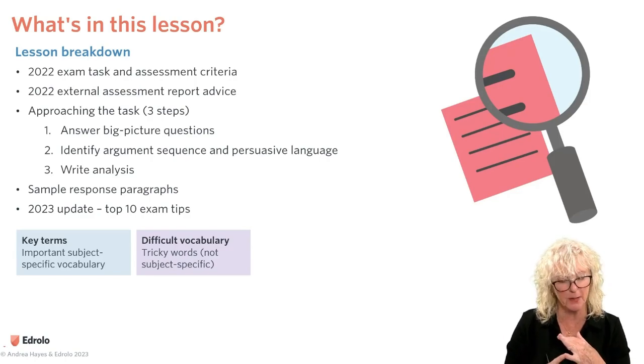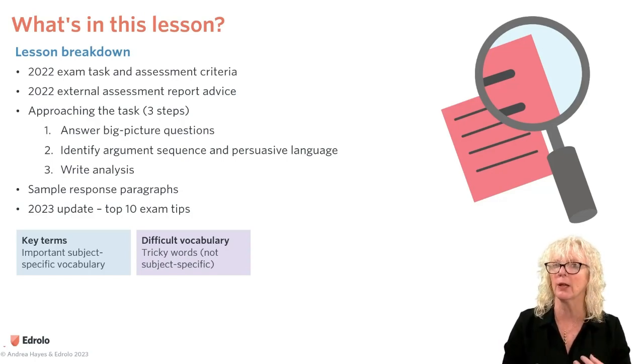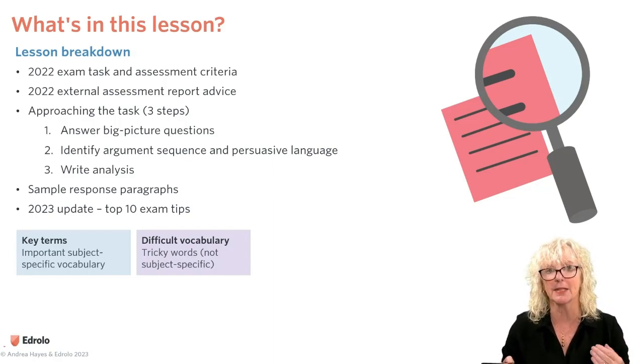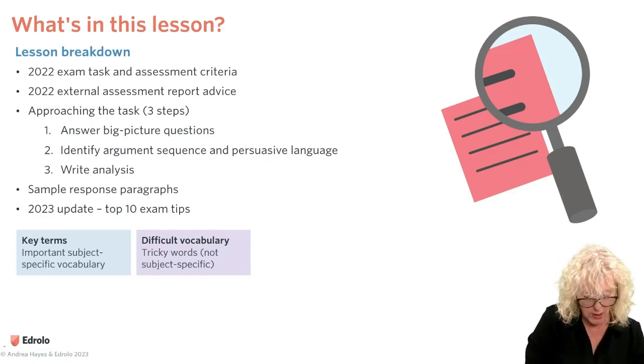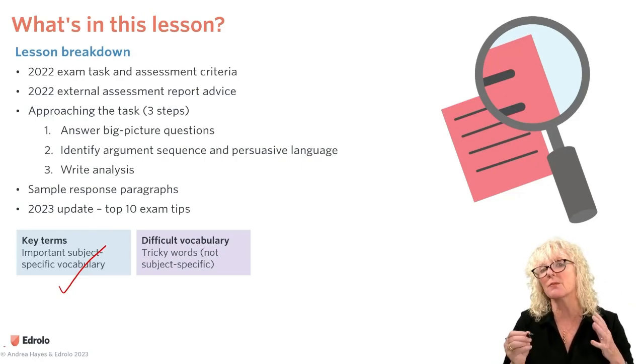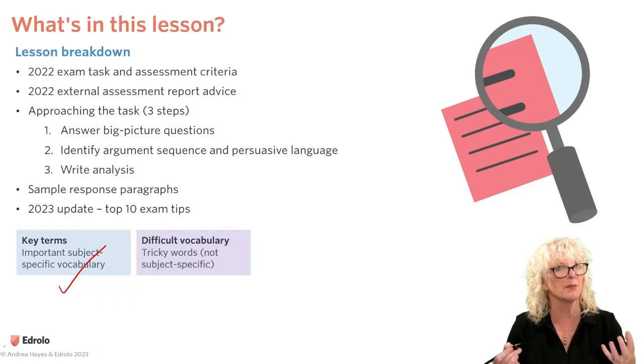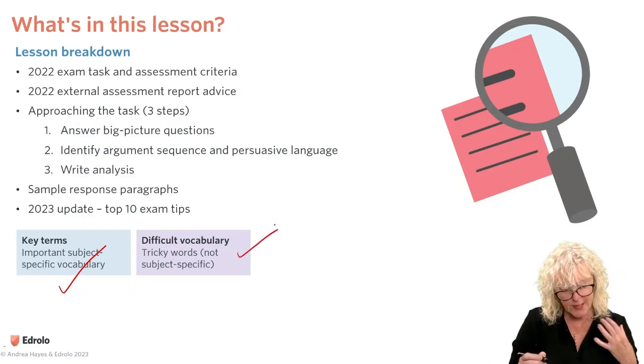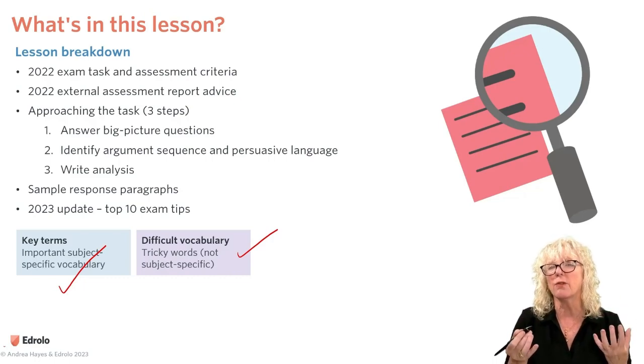1, answering the big picture questions. 2, identifying argument sequence and the persuasive language used, including visual. And 3, how to write your analysis. We also have some sample response paragraphs, and we have 2023 update top 10 exam tips. Now, I need to point out too, keep an eye out for these guys, key terms, important subject-specific vocab to use, like precise meta-language, and also this colour box, which will have difficult vocab, some vocab that might be a bit challenging or tricky to understand.